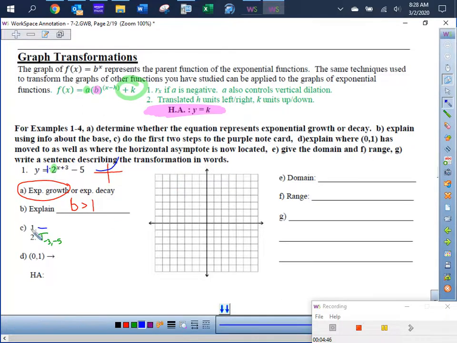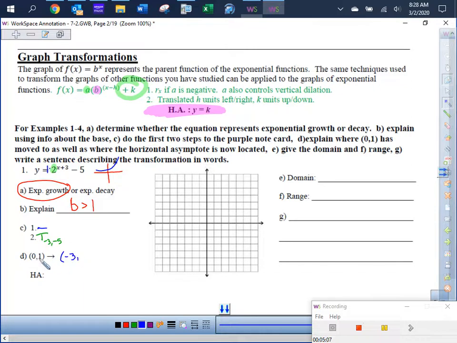So since this guy did not get reflected over the x-axis, (0, 1) is still going to stay at (0, 1). But now we have to translate him 3 units left and 5 units down. And you just do arithmetic on this. You take the 0, which is where he originally started, and add -3 to it. Where would that turn out to be?